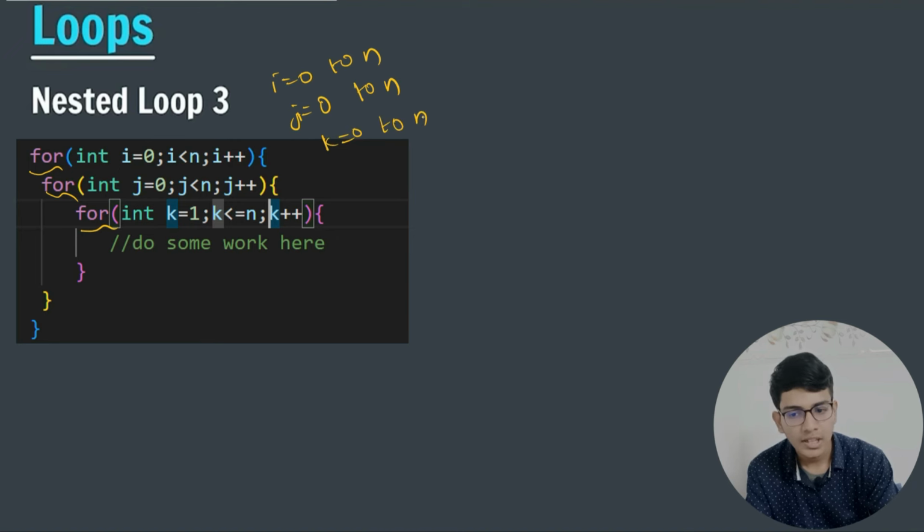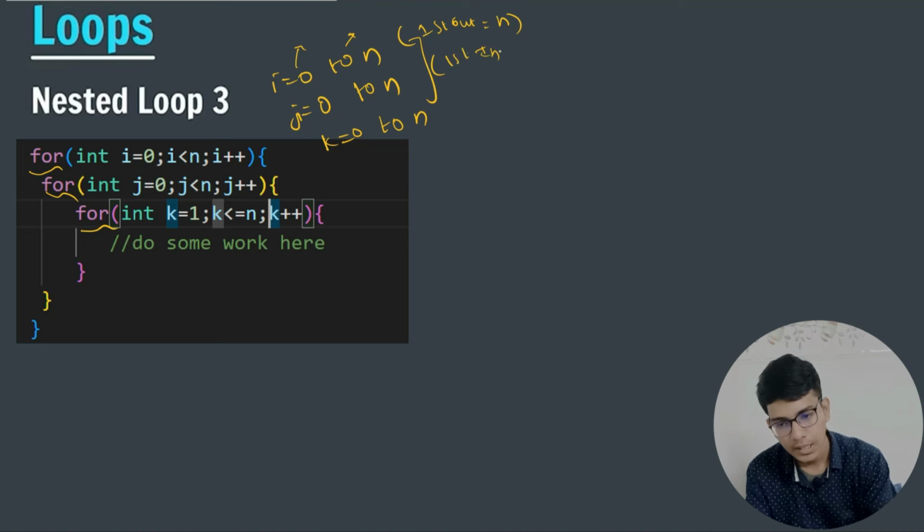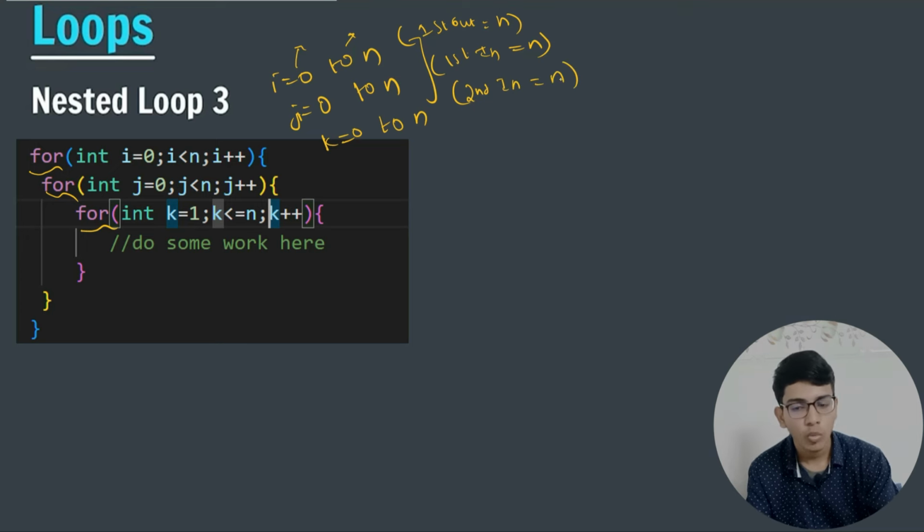So can you observe one thing, that I am running my loop from 0 to n. How many times is the first outer loop running? The first outer loop is equal to n. After it, how many times is my first inner loop running? N. After it, how many times is the second inner loop running? N times. So what I told you is that my time complexity is equal to my outer loop into my inner loop. By multiplying this, I get my time complexity.